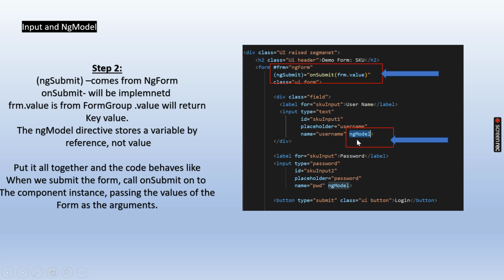One more important tag is ngModel. For every input field there is ngModel. So the ngModel directive stores a variable by reference, not by value. So it will pick the reference. So this ngModel tag needs to be defined in the input field, so that it will always refer to the variable, not the value. It is not like a plain variable. So in this form, when you want to define the form, you have to refer to these things. Next, put it all together and submit.